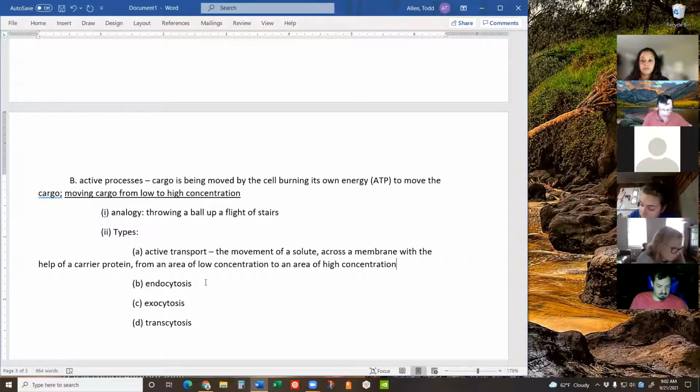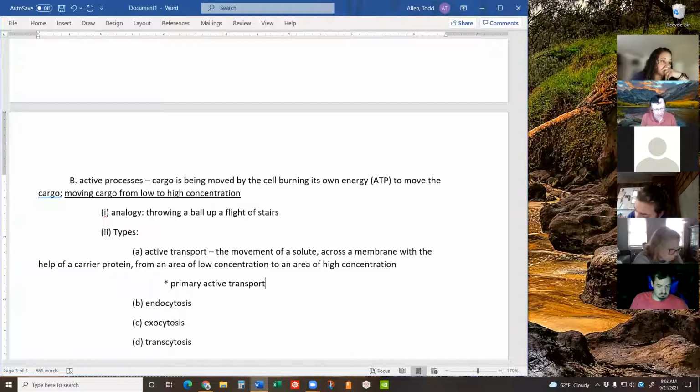We do have various forms of active transport. On page 74 and 75, they define for you primary active transport and secondary active transport. Primary active transport involves the breakdown of ATP to change the shape of a carrier protein to allow material to move across the membrane. That's what they're showing you in figure 3.10.